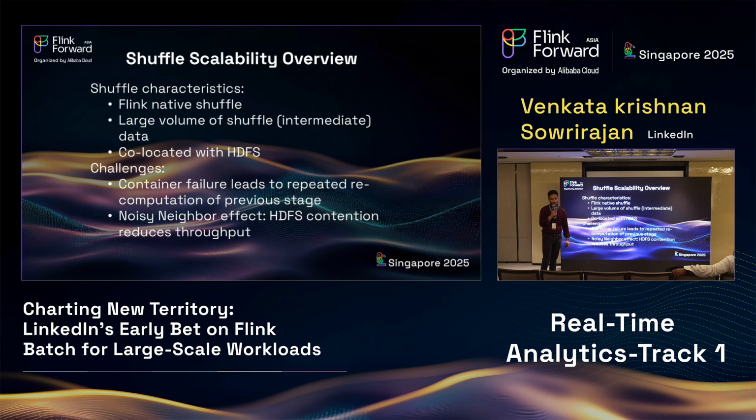And this shuffle is actually hosted alongside HDFS. So two challenges it brought out: any task manager failure due to node loss, either due to planned maintenance or unplanned maintenance, required recomputation of the previous stages, and also noisy neighbor effect due to IO contention, given they are co-located. Let's look at these challenges in more detail in the next set of slides.